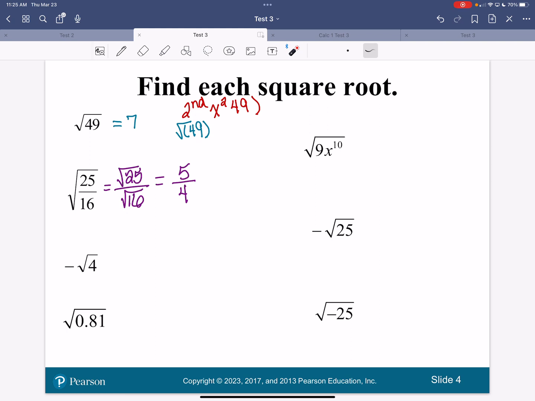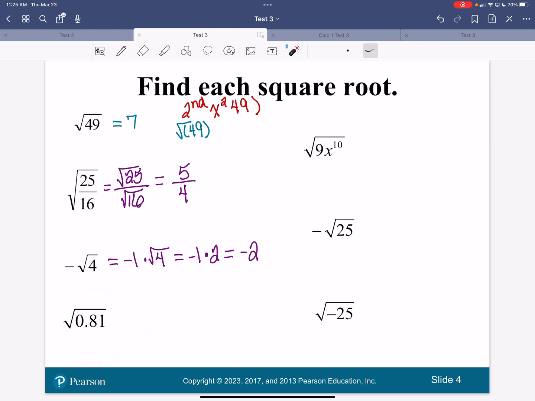Okay? Now, negative square root of 4, that just means negative 1 times the square root of 4. Negative 1 times the square root of 4. What's the square root of 4? 2. So that means negative 1 times 2, and what's that? Negative 2. Okay.